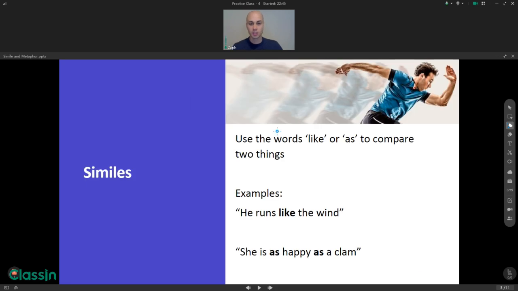So similes use the words like or as to compare two things. That's a good rule to remember. There are exceptions, but usually similes use like or as. Two examples would be he runs like the wind, runs very fast. Or she is as happy as a clam, very happy. So in our first one, notice we have the word like, and in our second simile, we have as.